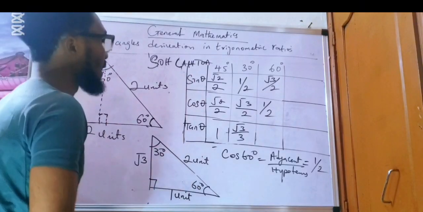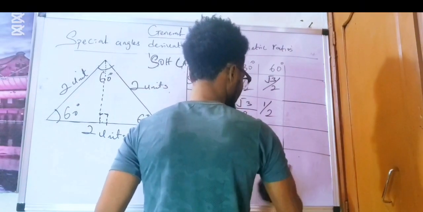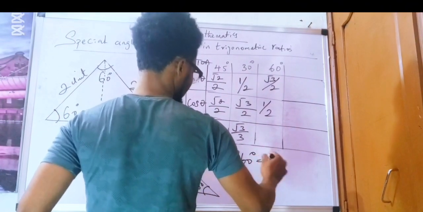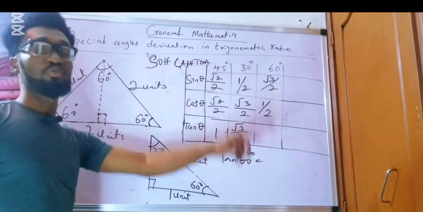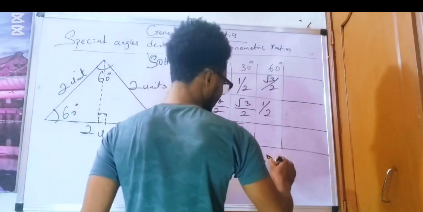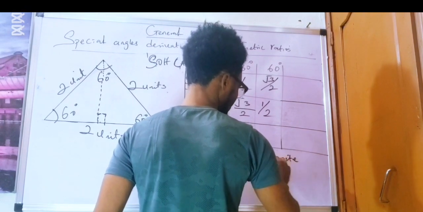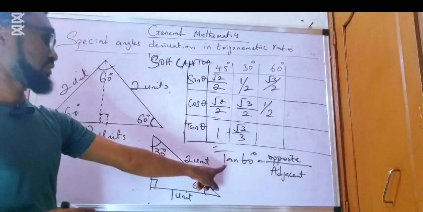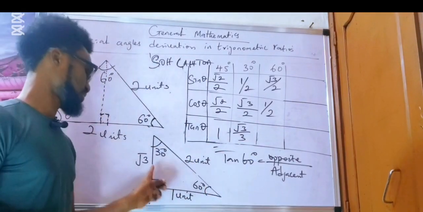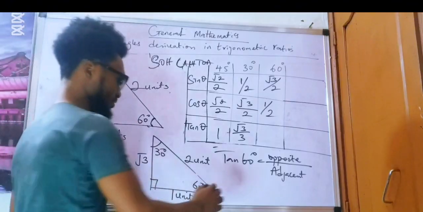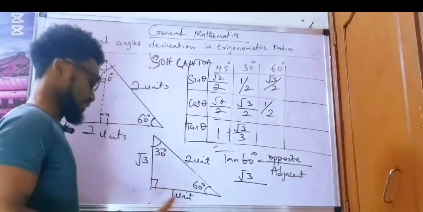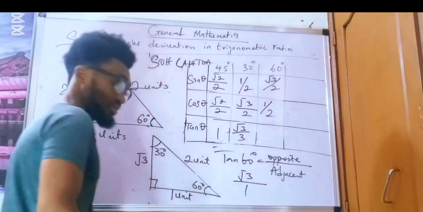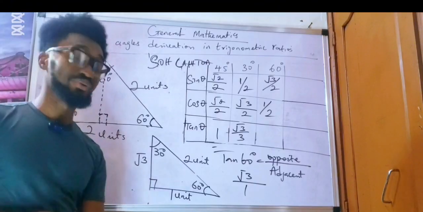Now let's consider tan of 60 degrees. What is tan 60 degrees? Consider our function here: the function of tan is opposite over adjacent. What is our opposite here? Our opposite here is root 3. So we can have root 3 divided by, what is our adjacent here? Our adjacent here is 1 unit. It's very, very simple.